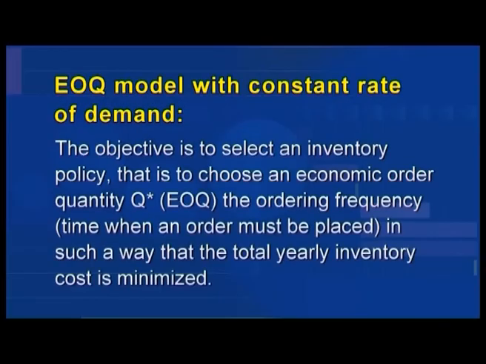EOQ model with constant rate of demand. In this model, demand is assumed to occur at a constant rate for an infinite time into the future. The objective is to select an inventory policy, that is to choose an economic order quantity Q star, EOQ, and the ordering frequency, the time when an order must be placed, in such a way that the total yearly inventory cost is minimized.